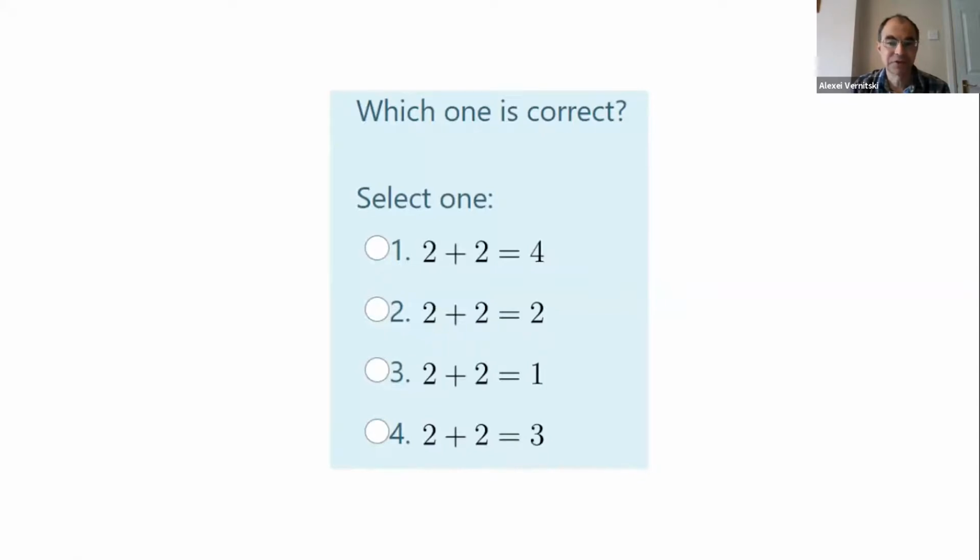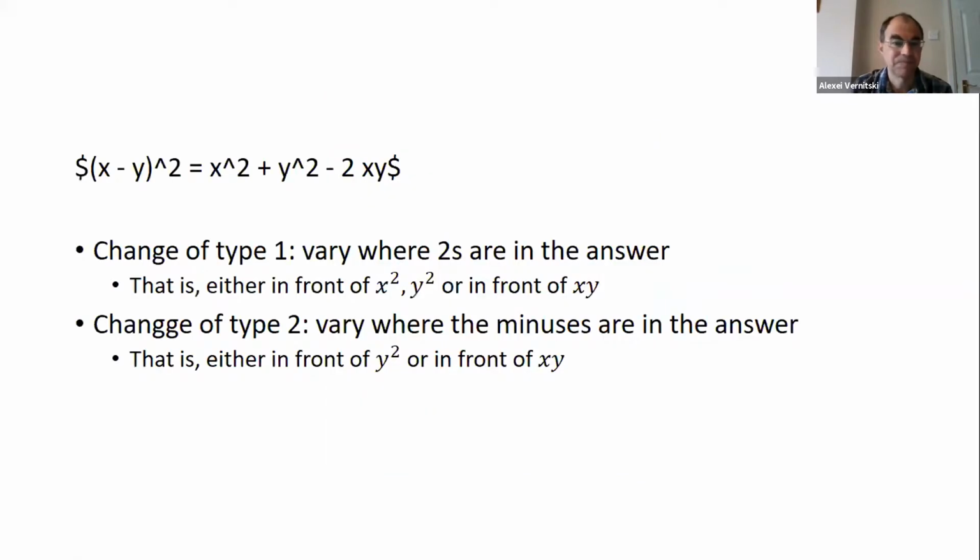Now let us look at another question, which is slightly more interesting. So (x minus y) squared is equal to x squared plus y squared minus 2xy. Suppose this is a fragment of your lecture notes, and suppose you want to test how students understand it. So obviously you have some 2's here in the answer. You have the coefficient 2 in front of xy, but not in front of x squared and not in front of y squared. So the first type of change that we can think of is ask the student whether 2 should be in front of xy or in front of x squared and y squared.